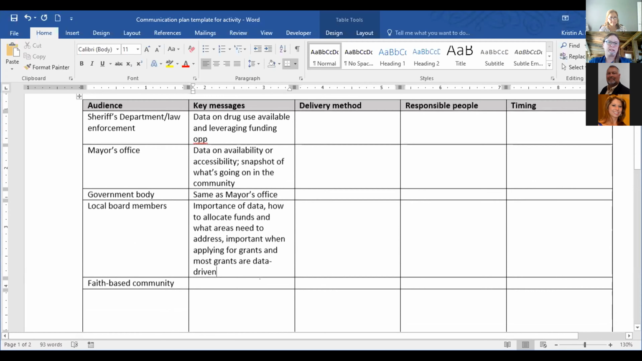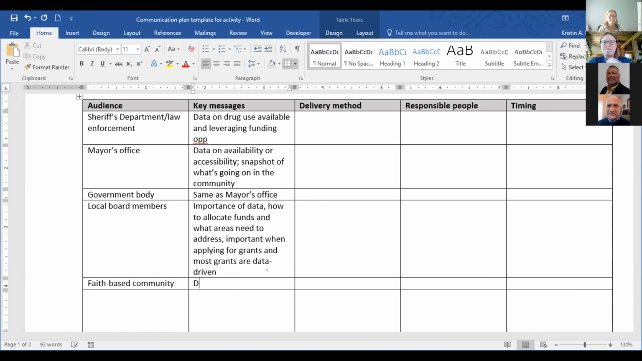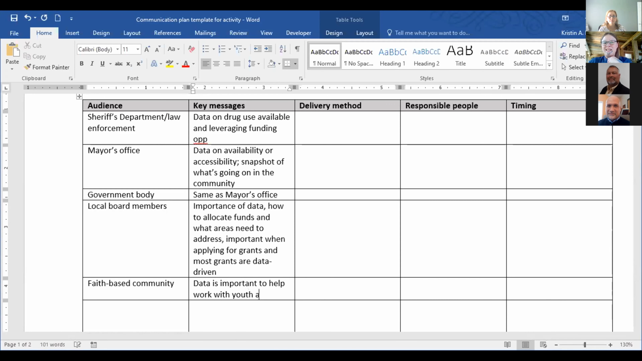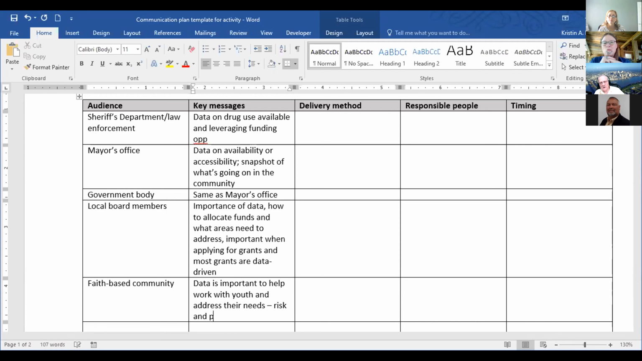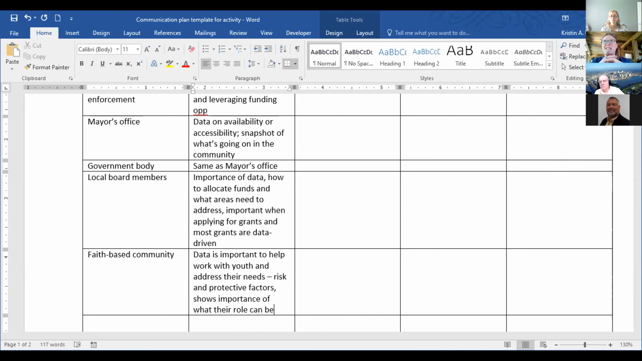Exactly. And how about the faith-based community? I think the data is good for faith-based. They're constantly working with the youth population and trying to address their needs. Are there specific needs that they're most interested in? Well, I think in terms of some of the risk and protective factors, it shows the importance of what they can be doing, what their role can be. Yeah, I know sometimes in our communities, the faith-based partners don't necessarily want to talk about alcohol and drugs, but they are really concerned about some of those protective factors that they can boost.